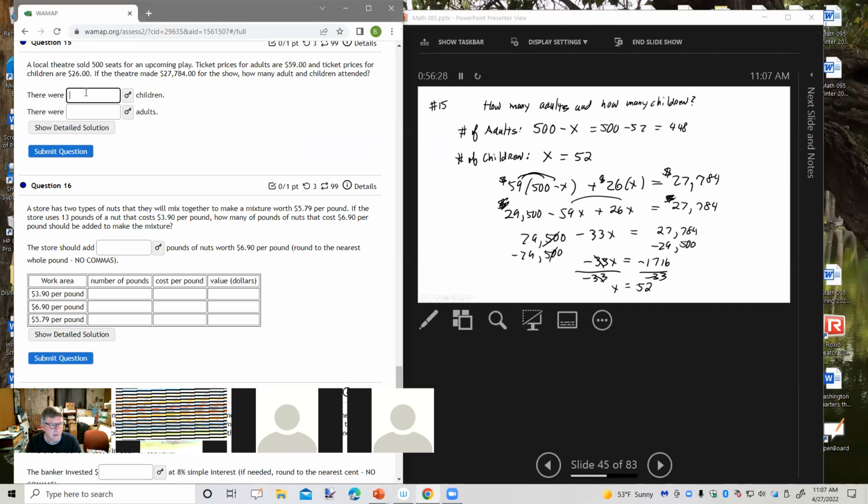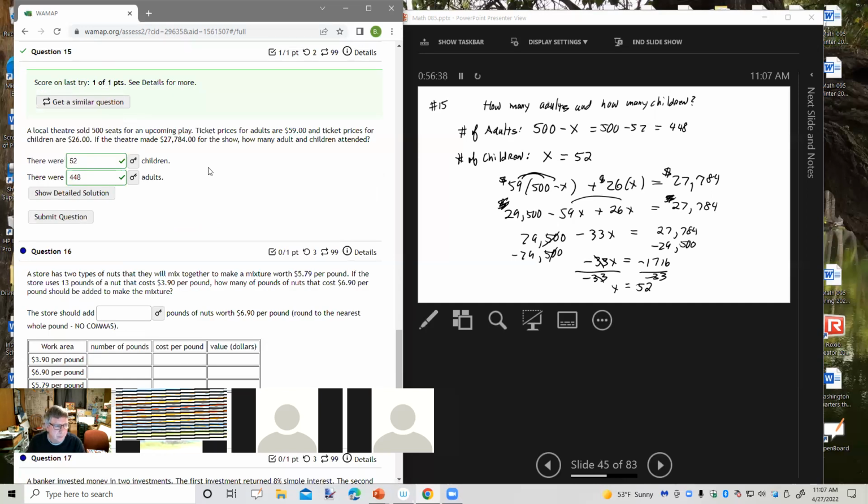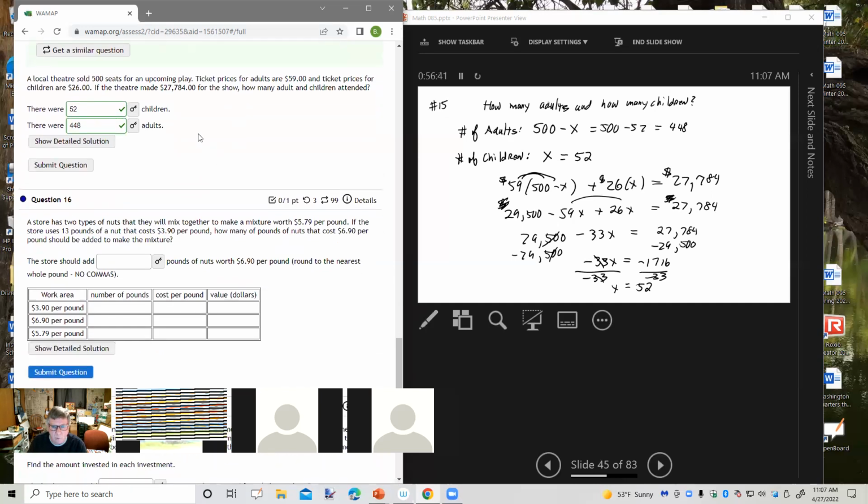Well, let's see how that's right. Number of children, 52. Number of adults, 448. All right. Any questions about what I did there? Okay. So in this case, they gave us the total number of seats, and they said that the total was 500. So if we let X be one of them, 500 minus X is the other one.